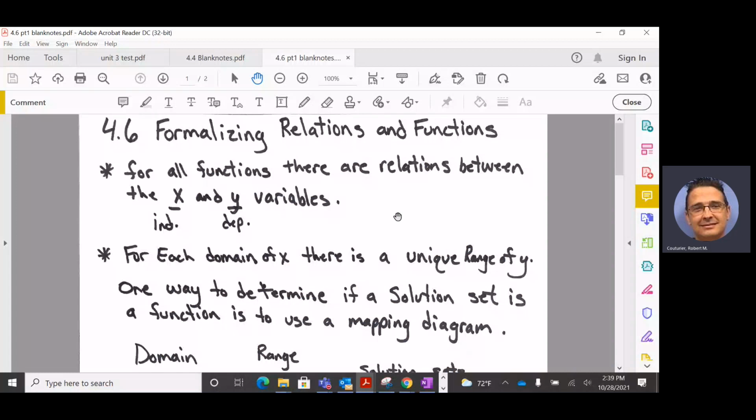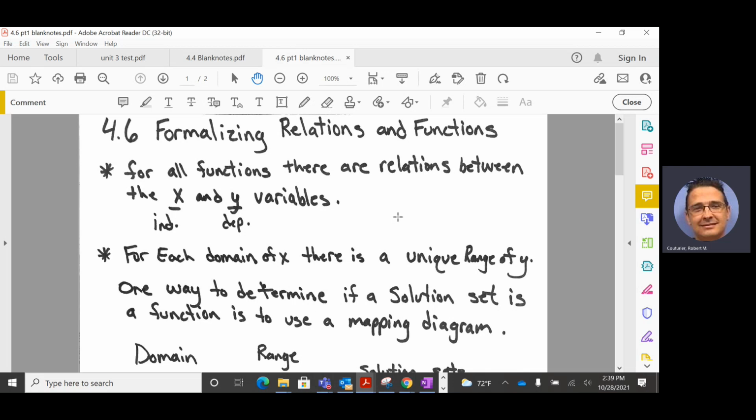Ready to start. It's interesting. 4.6. So 4.6 is about starting to take everything that we've learned in chapter 4, and we're really starting to formalize these relations even more so. Now we're formalizing these relations and trying to determine, is the equation or is the solution set that we actually have a function?